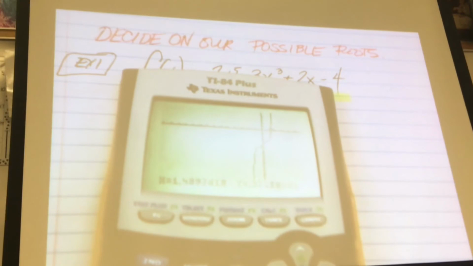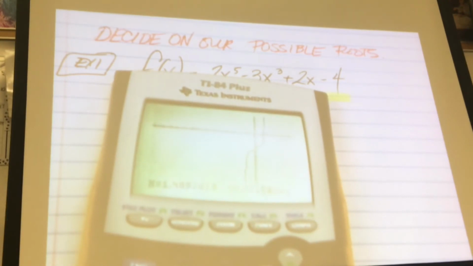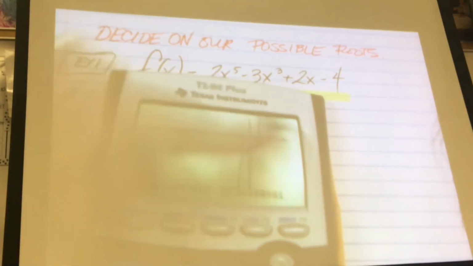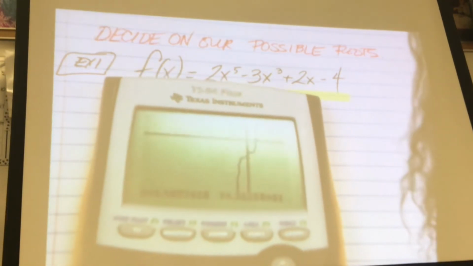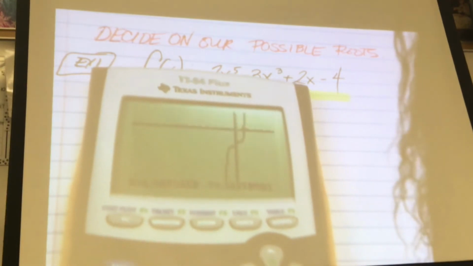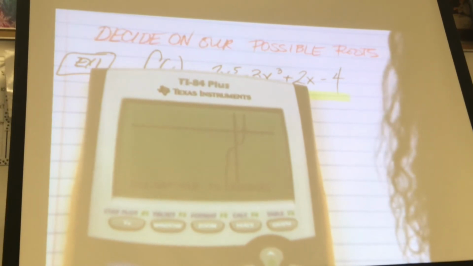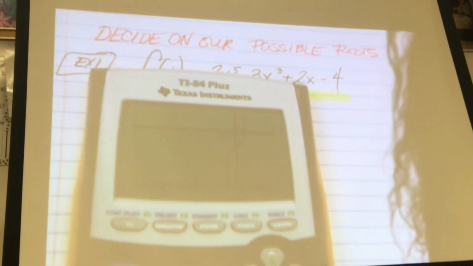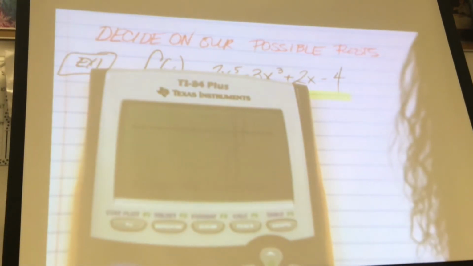Everybody with me? How many x-intercepts am I supposed to have? 5, but I only have 1 here. What does that mean about the other 4? Don't yell it out. I only see 1 x-intercept right here. If you only see 1 x-intercept and there's supposed to be 5, where are the other 4? What kind are the other 4? Destiny? The other 4 are imaginary. Everybody with me? 1 is real, the other 4 are imaginary.